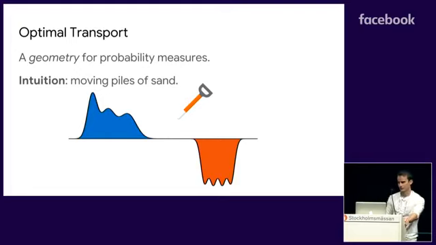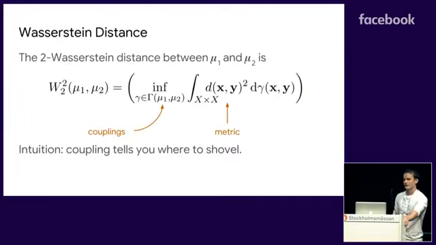Now, optimal transport, you can think of it as a geometry for probability measures. And the intuition behind it is remarkably simple. It's essentially you're moving piles of sand. Let's say your sand is currently the blue distribution, and you want to put it all into the sandpit of the orange distribution. How do you do that whilst using as little effort as possible? You're a lazy man.